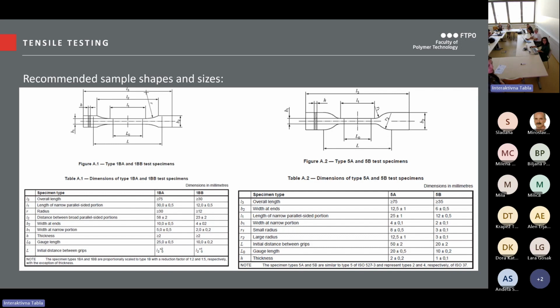For each sample, the standard provides us with upper and minimal dimensions, which we need to know to set the methods properly, so that we use the strain, the speeds and so on that will give us the most relevant results. Type 5 specimens are usually more employed for softer materials, which are more rubber-like or elastomers.